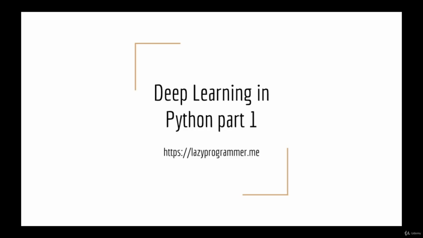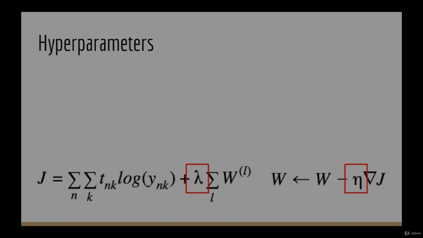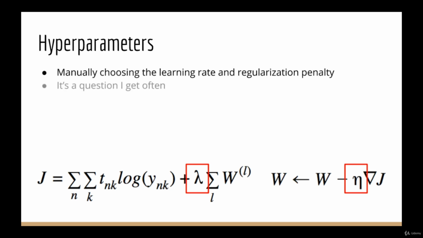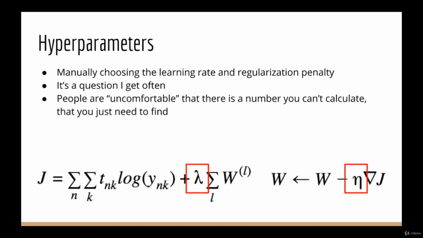Hey guys, welcome back to this class, Data Science, Deep Learning in Python, Part 1. In this lecture, we are going to discuss some practical methods for choosing the learning rate and regularization hyperparameters. This is a question I get very often because I think it makes people uncomfortable that there's some number you can't calculate, but that you need to find the answer to your problem.